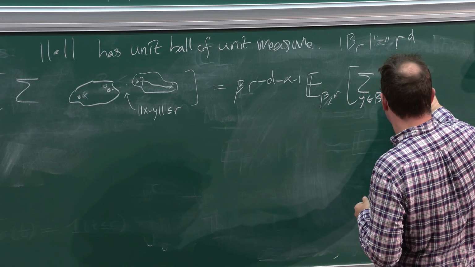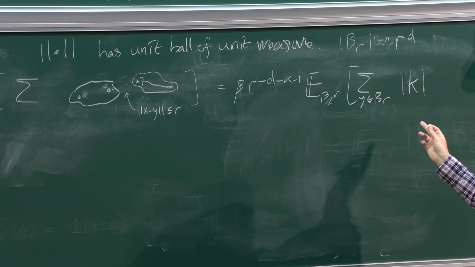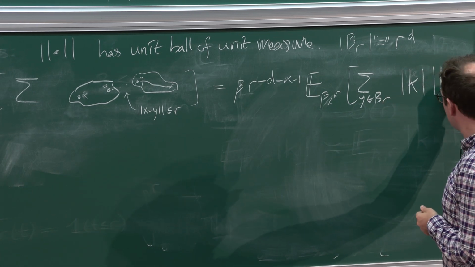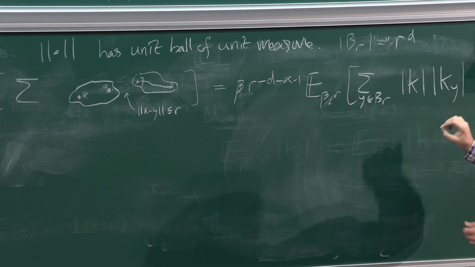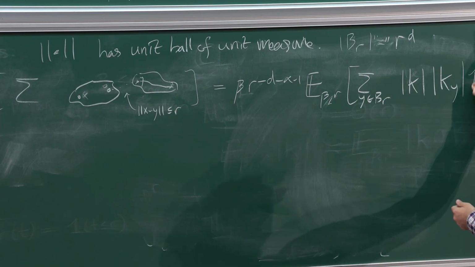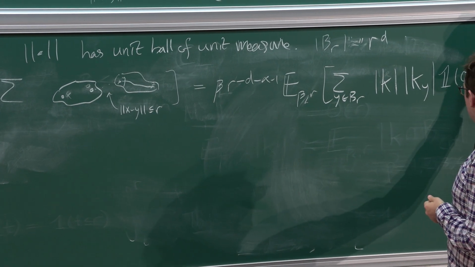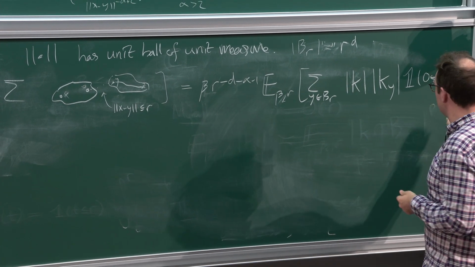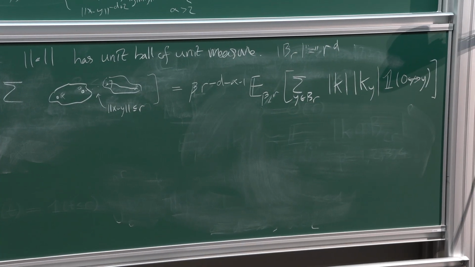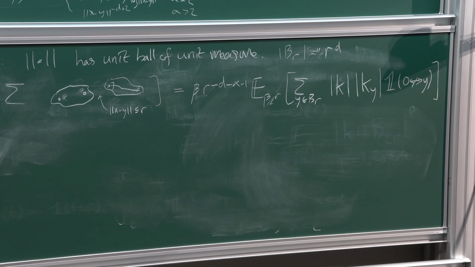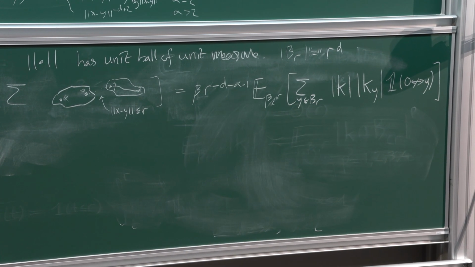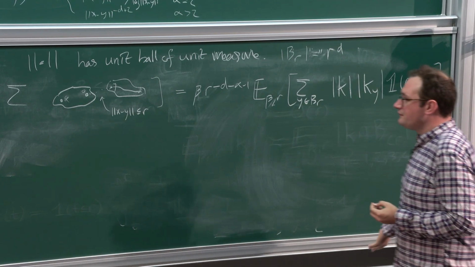Okay, and what do we get? We get the size of the cluster at the origin, k sub 0, times the size of the cluster of y, k sub y, times the indicator that they are in distinct clusters. Okay, this is just an exact formula for the derivative coming from Russo's formula after some manipulations.